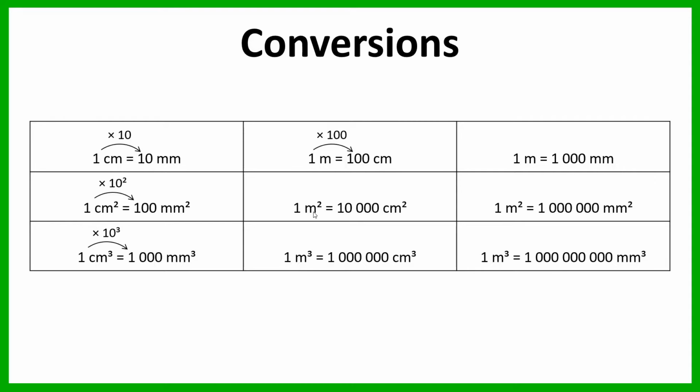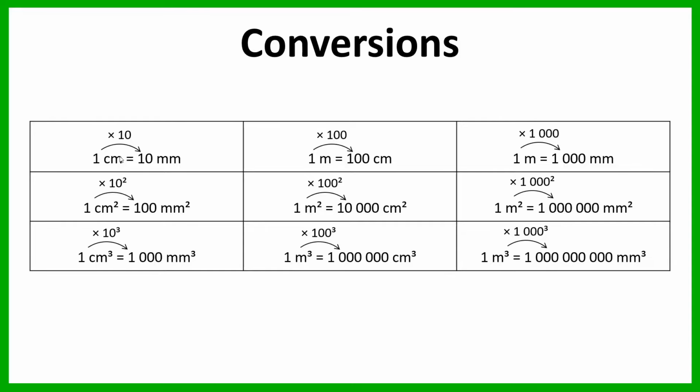But if it's area, just like we were doing for this one over here, if we're multiplying by 100 for normal length, then for area, we're going to multiply by 100 squared. And for volume, we're going to multiply by 100 cubed. And then for meters to millimeters, we multiply by 1,000. So we use the same concept. When we're working with area, we multiply by 1,000 squared, and when we're working with volume, we multiply by 1,000 cubed.